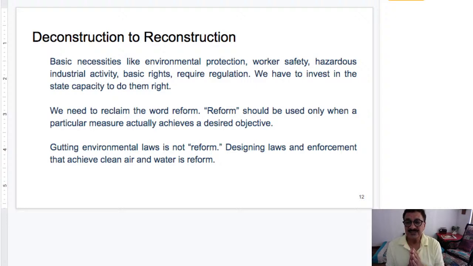In the second sentence, we are talking of reform. What is reform? Reform should be used only when a particular measure actually achieves a desired objective. And in the third and the final sentence, it's giving you an example. Gutting environmental laws is not reform. Designing laws and enforcement that achieve clean air and water is reform. Now it looks very simple. Give me a yes, please, if you've read the para. I give you 1 more minute to read it. Then we shall deduct the logic from here also.